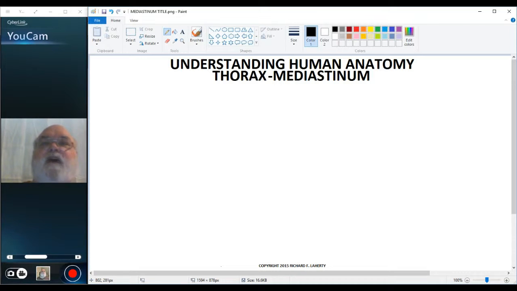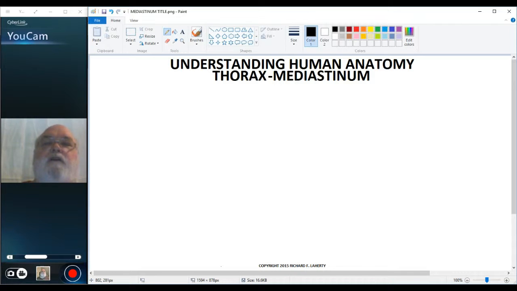And the mediastinum is divided into four regions: a superior mediastinum, and then inferior to the superior mediastinum is an anterior, a middle, and a posterior mediastinum. And I'll be talking about those a little bit more as we go on here.